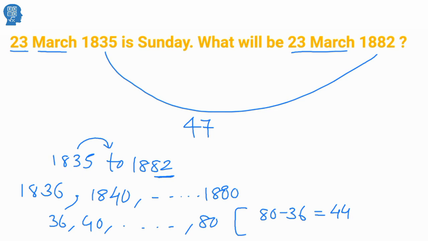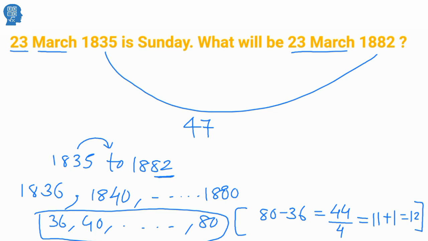44. And after getting 45, just divide by 4. You are getting 11. And after getting 11, just add 1. So the number of leap years from 1835 to 1882 is 12. So this is the process you please follow.